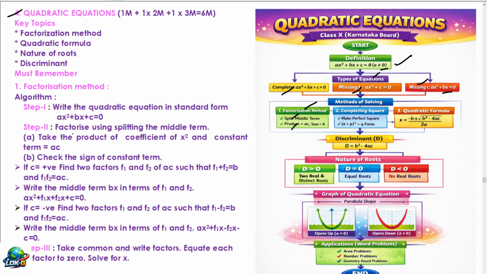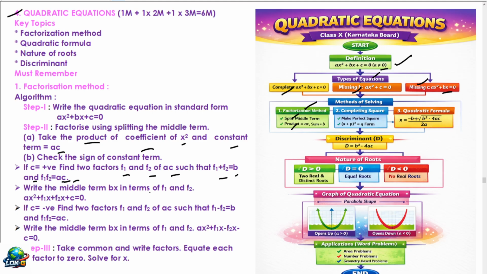I have written steps here. Write the quadratic equation in standard form ax square plus bx plus c is equal to 0. Factorize using splitting the middle term. Take the product of coefficients of x square, that is a, and the constant term c. Check the sign of the constant term. If positive, find two factors f1 and f2 such that f1 plus f2 is equal to b and f1 into f2 is equal to ac. Means sum of the factors must be equal to b, product of the factors must be equal to ac.